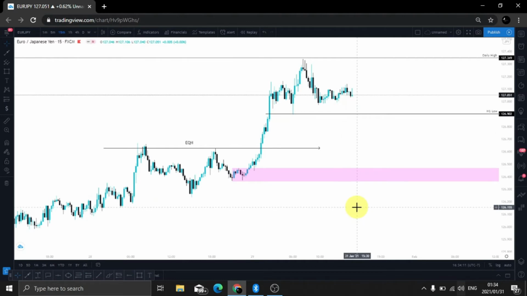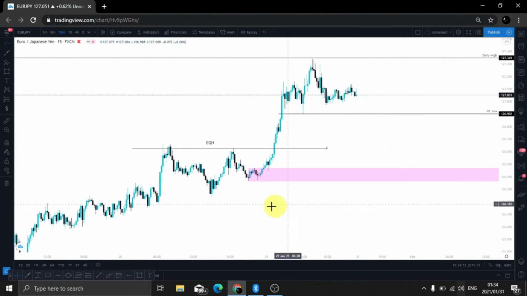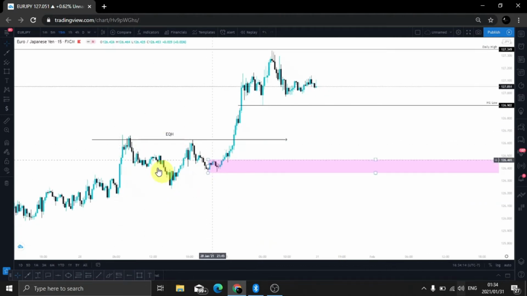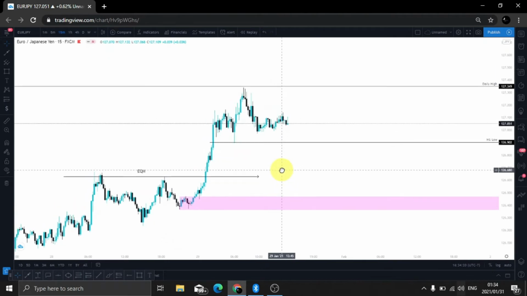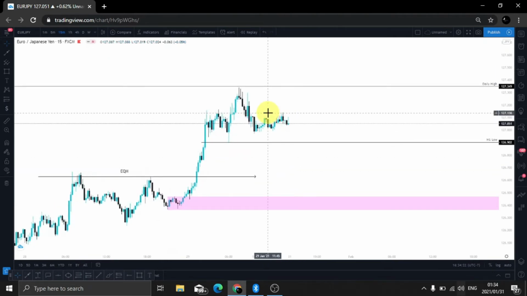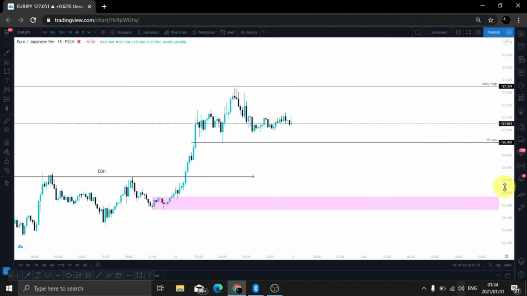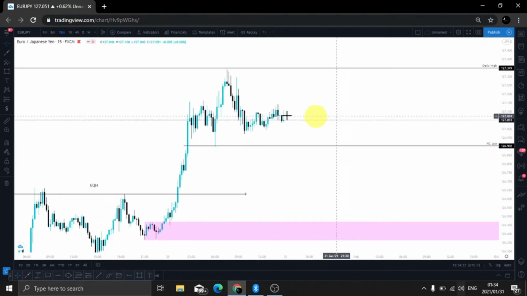So guys, as you can see, we have a clearer vision now of the equal high and the breakout. So the market broke out. Now let's just look at this part. We can clearly see over here that we have another equal high, and also liquidity has been freed over here.